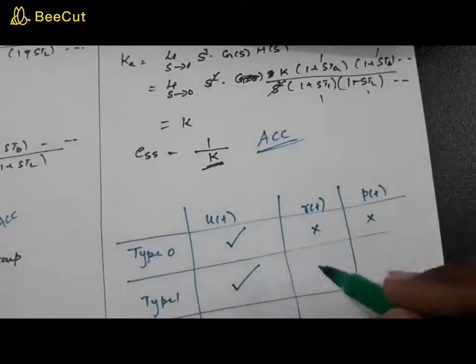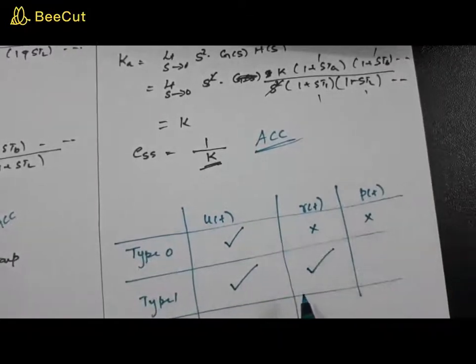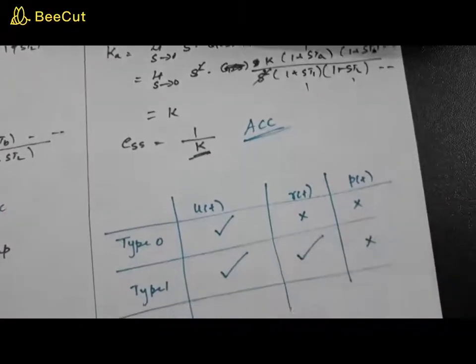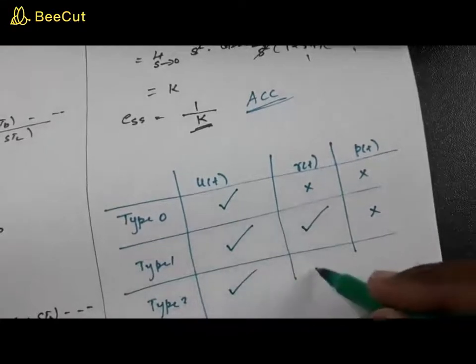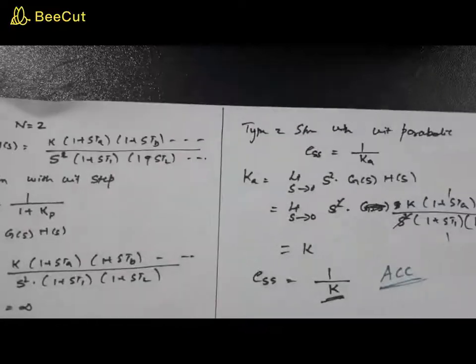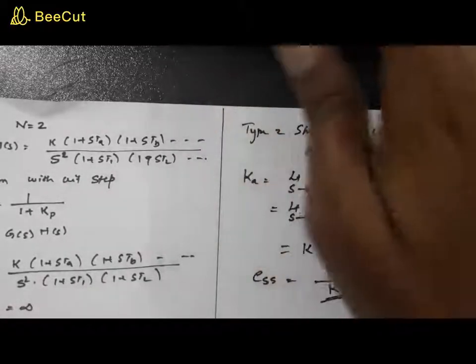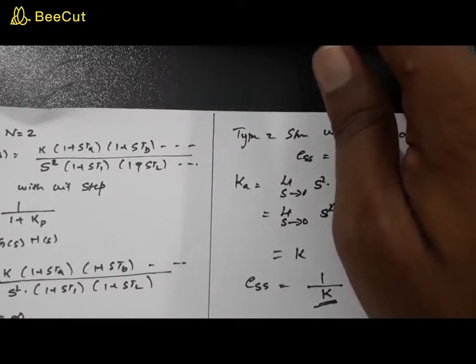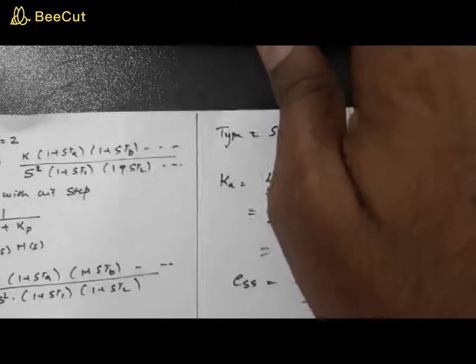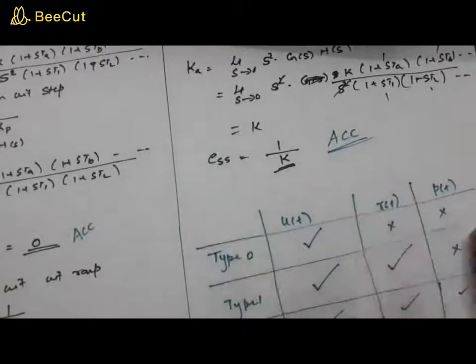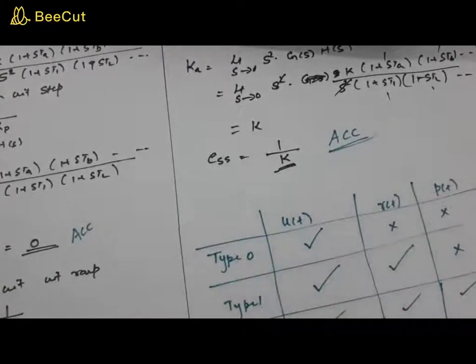For a type 1 system, u of t is acceptable, r of t is acceptable with some restrictions, okay, this is not acceptable. While in a type 2 system, all the inputs are acceptable. Okay, so this is very important. This can be asked in your exam, either to prove this, or problems can also be asked in terms of this. So you must know what the steady state errors are, and why these are all acceptable.